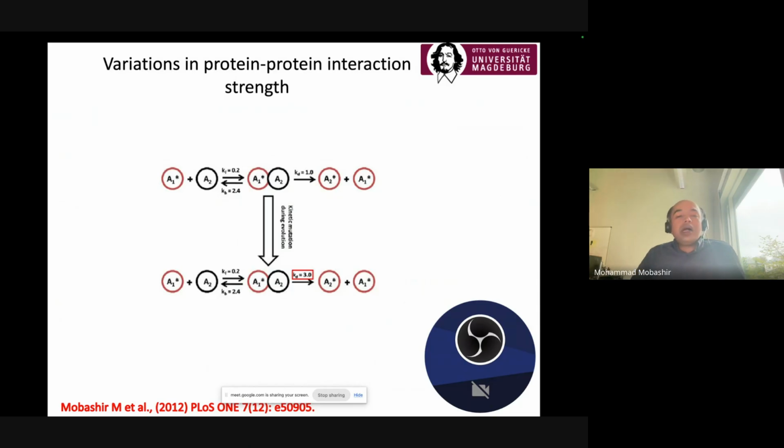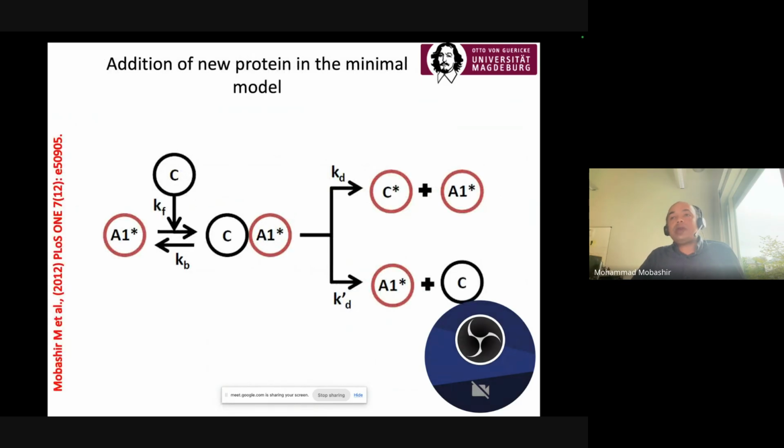Now, for a layman to understand how the protein-protein interaction strength is changing, here we are just saying the rate of reaction or kinetic parameter, for example, KD. In the first reaction, you could see 1.0 and it is changed to 3.0. That is the mutation in the rate of reaction.